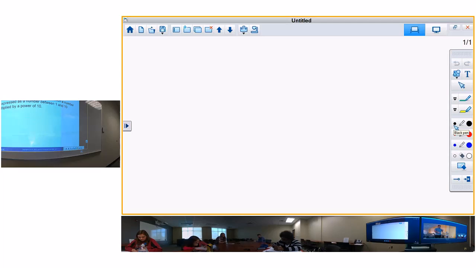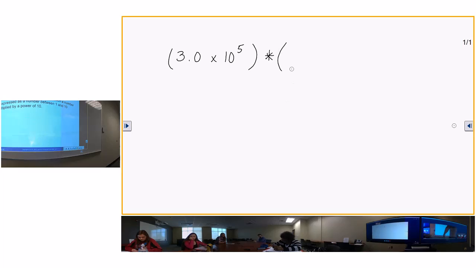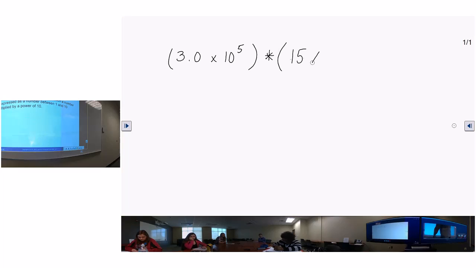Here is where you run into problems. And let me use a black. I don't have posters. Sorry about that. Just use this technology here. All right, so I've got 3.0 times 10 to the 5th times 15 times 10 to the 6th.